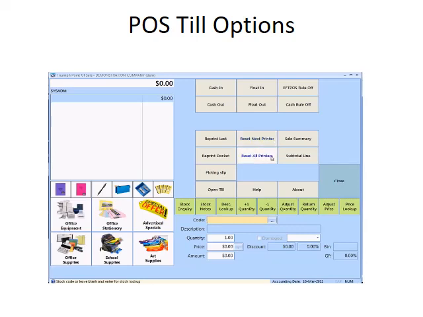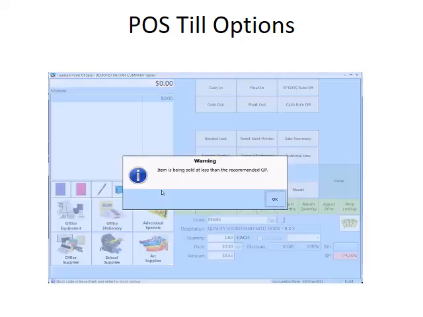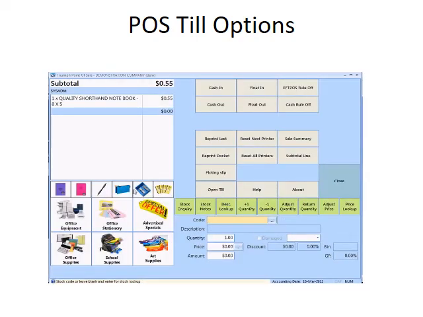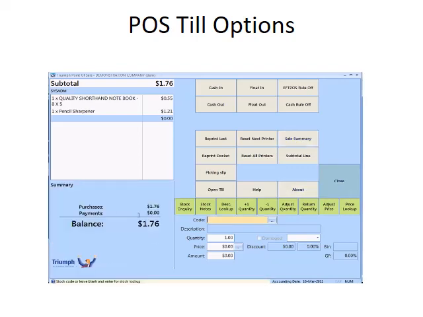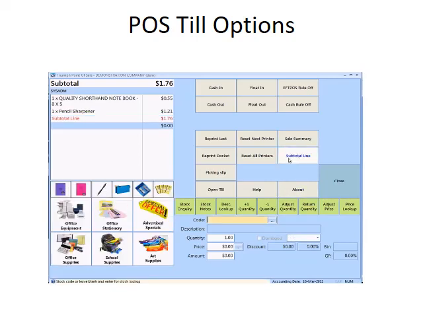If I'm in the middle of a sale, let's just do a couple of lines of sale, I can hit sales summary. It'll actually give me a summary of what that is rather than the till reconciliation, or it can give me a subtotal on my receipt by hitting the subtotal line.